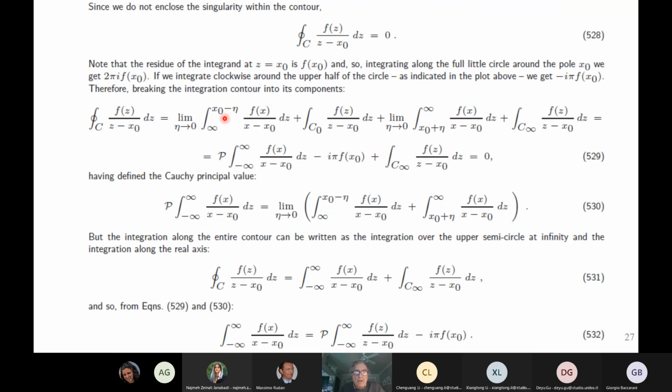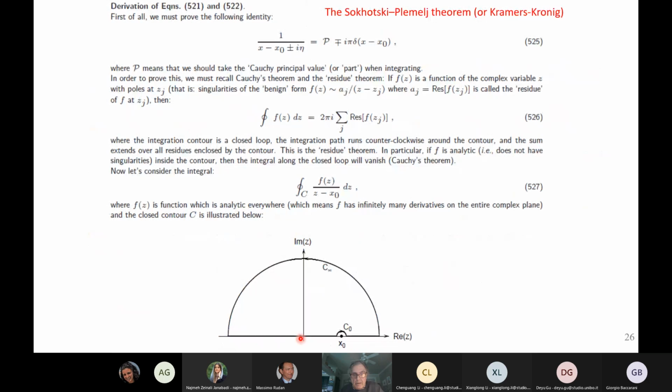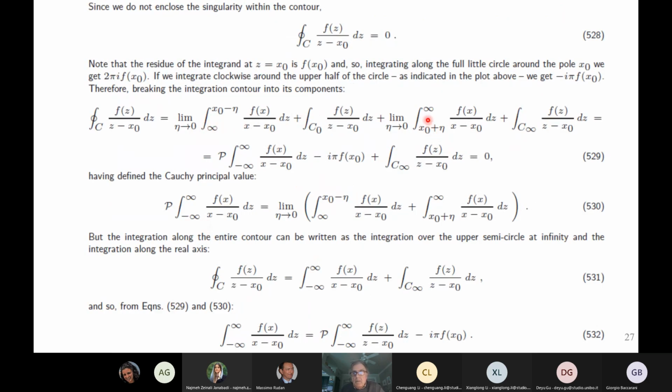The integral of that thing over the circle will be the integral on the first part of the real axis up to this point x0 minus eta. Then I integrate over x0 plus eta to plus infinity, and then I have this little integral over the half circle going up or down. And then I have the integral over the infinite half plane. These two terms combined together are called the Cauchy principal value of the integral. Actually, let me sketch it a little bit.